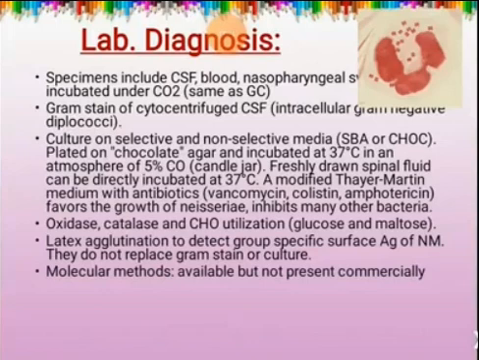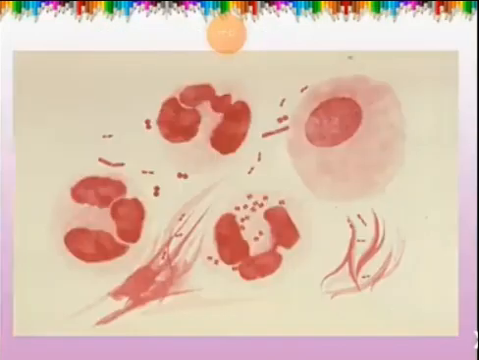It is oxidase positive like other Neisseria species, and catalase positive like other Neisseria species. For carbohydrate utilization, Neisseria gonorrhoeae utilizes glucose, while Neisseria meningitidis utilizes glucose and maltose. The other method of diagnosis is latex agglutination to detect group-specific surface antigen of Neisseria meningitidis, but it doesn't replace Gram stain or culture. Molecular methods are available but not present commercially.